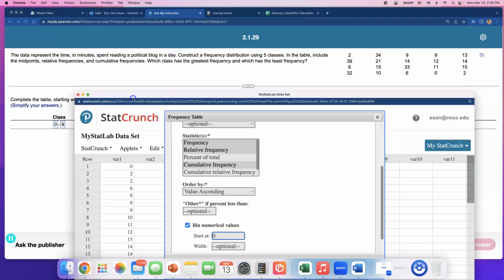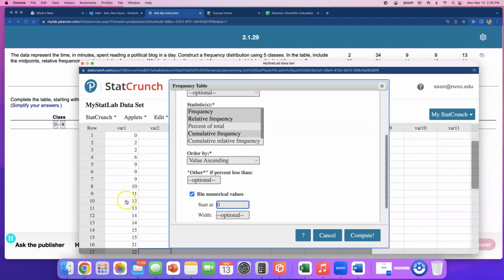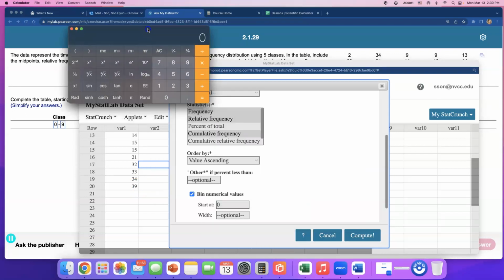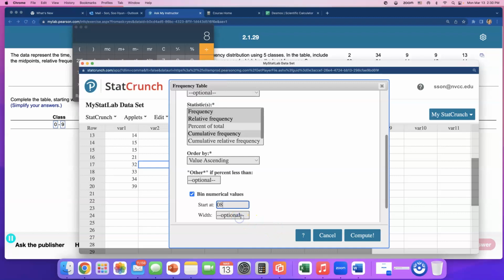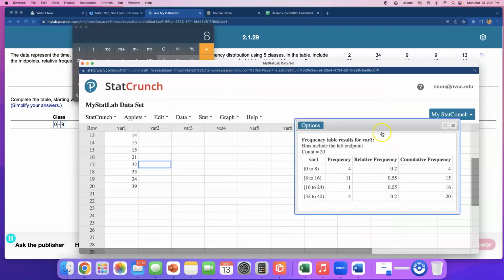We need to have 5 classes, and it goes up to 39, almost 40, right? So this is what I'm really doing in my head. And if it doesn't come out with 5 classes, I'll redo this. But it needs to go up to about 40, and I want to have 5 classes, so I'm dividing. I'm thinking the width has to be 8. And this is what we have.